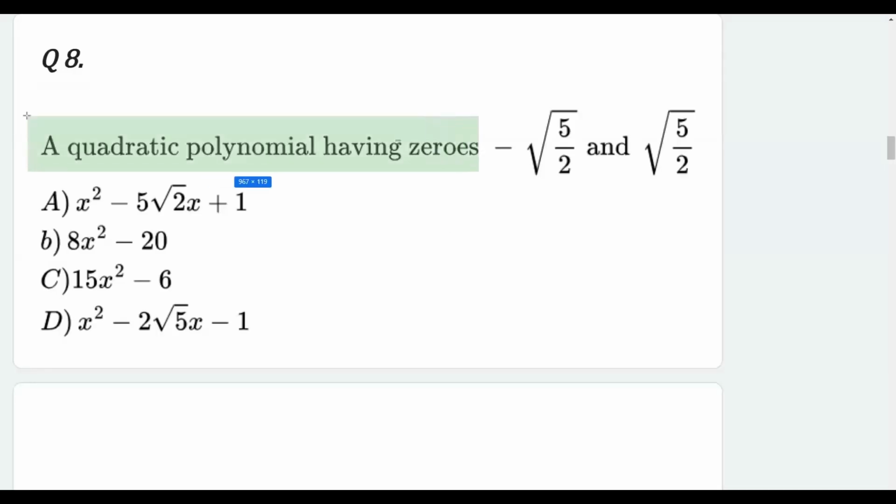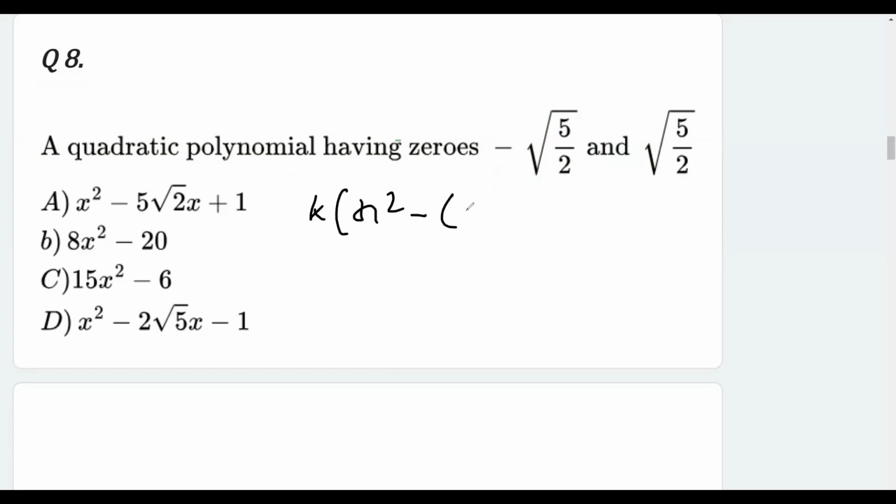Here it says a quadratic polynomial having zeros as this. We have two ways to solve this question. Either we can find the zeros of all of them and see the correct option, or the second is to frame our quadratic polynomial using these zeros. The standard formula is k times x square minus the sum of the zeros into x plus the product of the zeros.